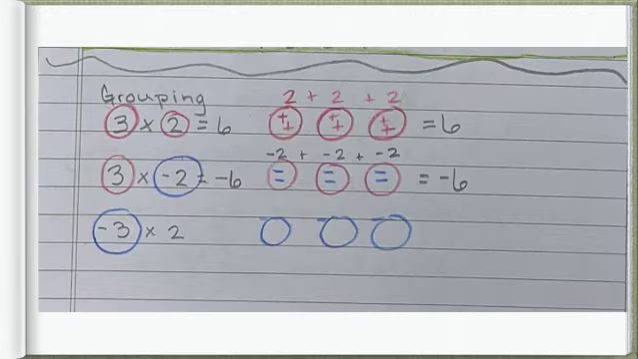Well, what if the first number is negative? You could think of it as the commuting like we did in the previous slide and just switch it and look at 2 groups of negative 3. But you can also look at it as negative groups. And our negative groups make what's inside its opposite.